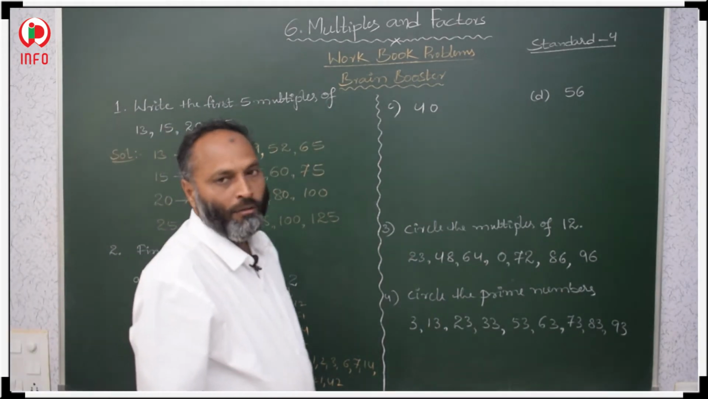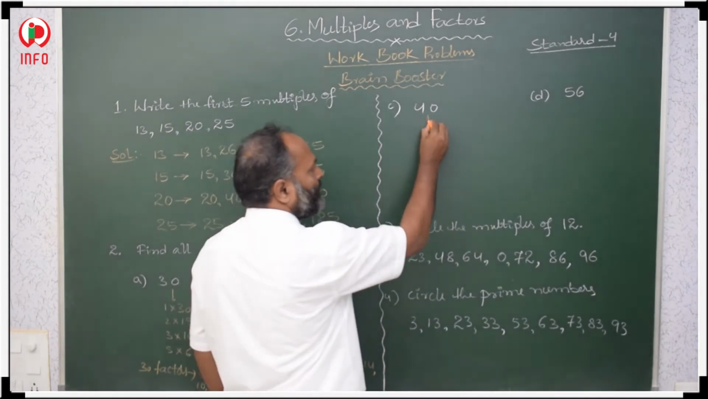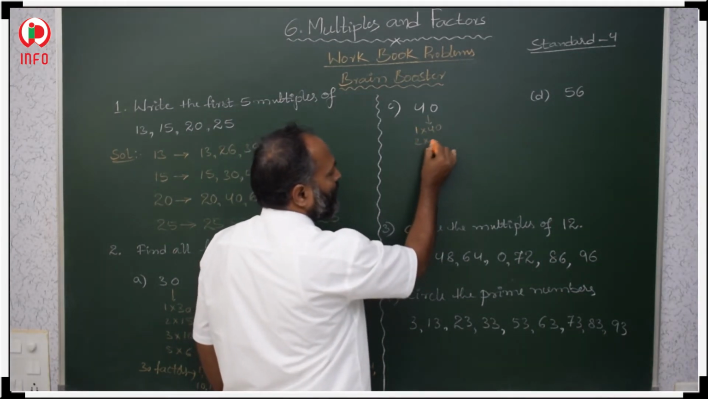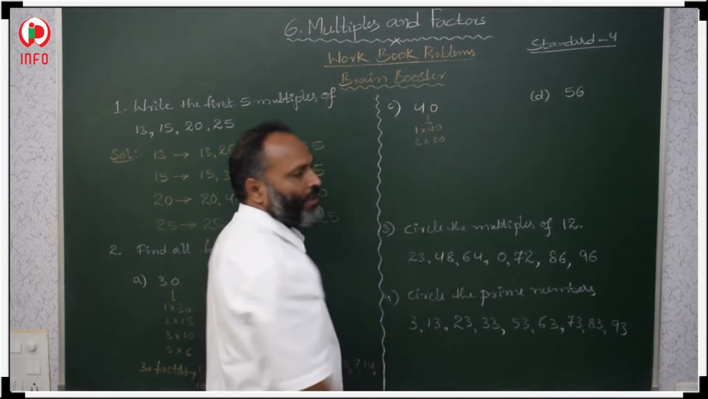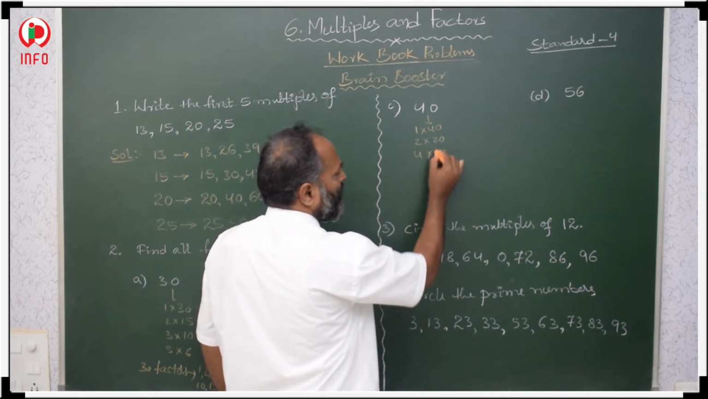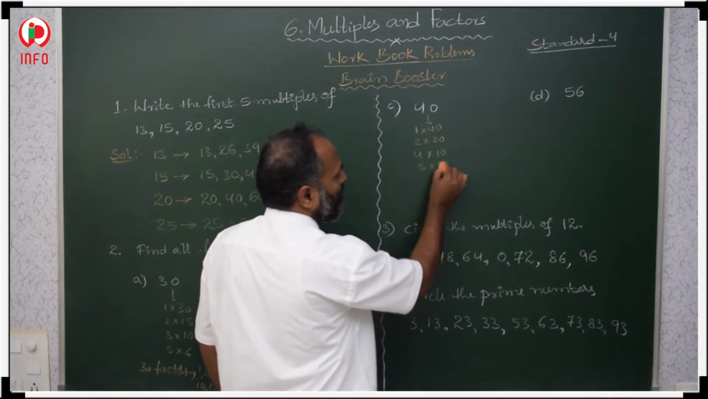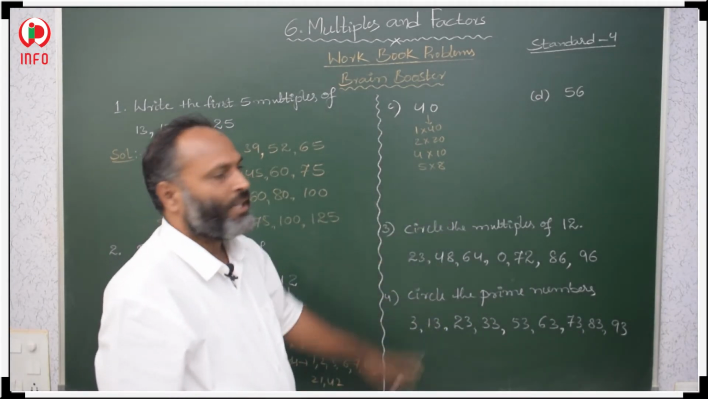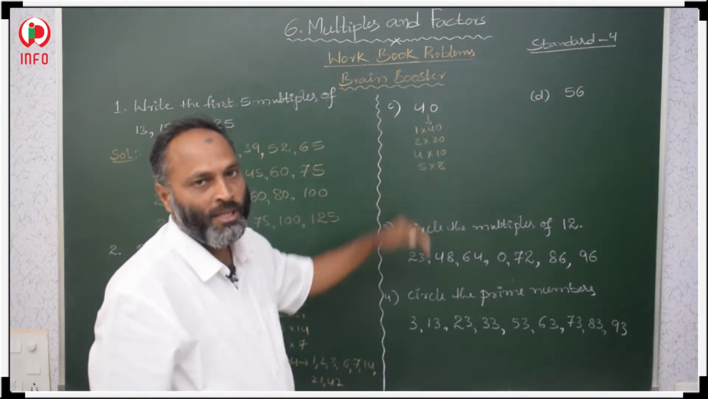Next, 40 factors we have to write. 1 40 is 40, 2 20s are 40, in the 3 table it won't go, 4 10s are 40, 5 8s are 40, in the 6 table it won't go, in the 7 table it won't go, in the 8 table 8 5s are 40, it repeats, so you stop here only.